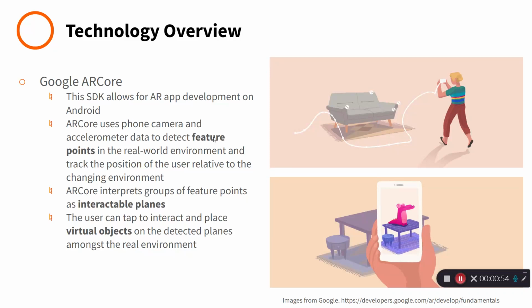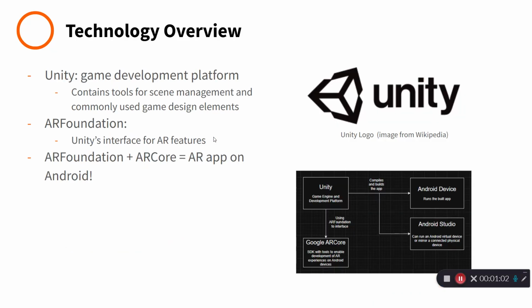So you can also see in the second graphic how there's a little T-Rex sitting on the table. This dinosaur is obviously not real, but is something as part of the augmented reality experience. The other technology that we made use of is Unity, which is a 2D and 3D game development platform. This contains tools for scene management and other commonly used game design elements.